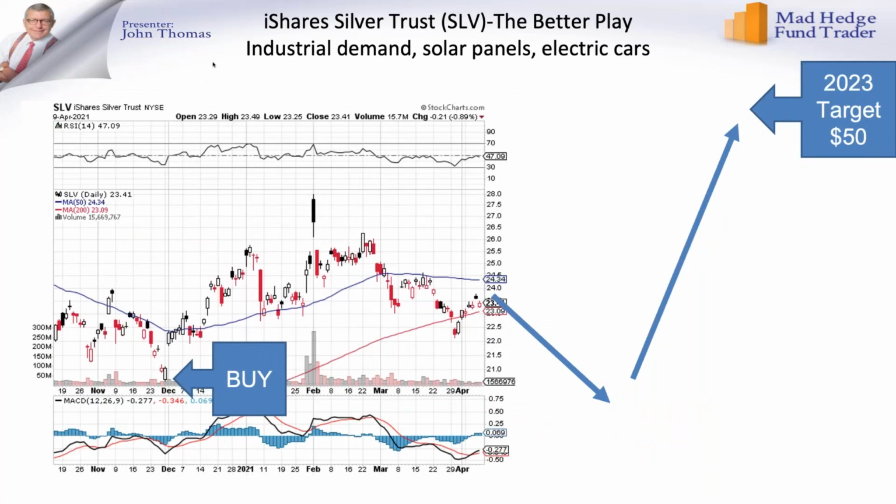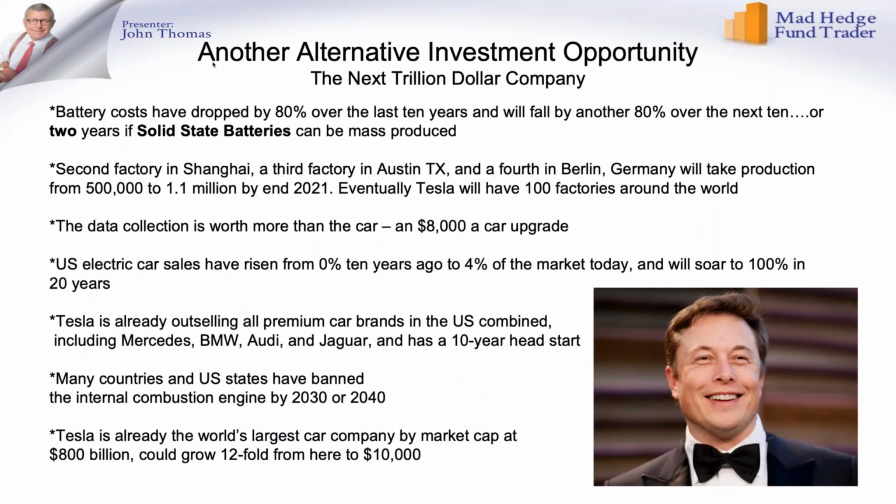And of course, silver will do even better. It always does. And after the next capitulation sell-off, we're targeting $50 by 2023. We're at about $23 right now. There is another alternative investment opportunity. The next trillion-dollar company will be Tesla. Battery costs have dropped by 80% over the last 10 years and will fall by another 80% over the next 10, or the next 2 years if solid-state batteries can be mass-produced.